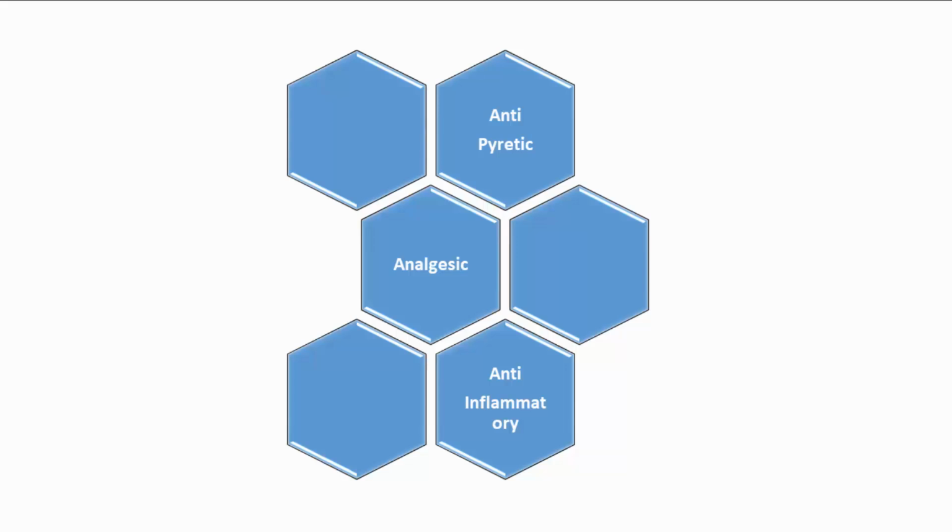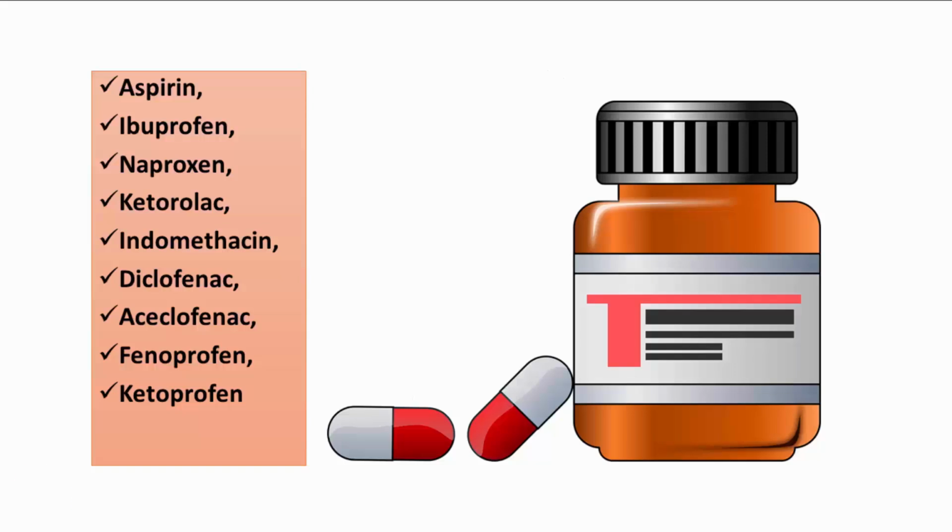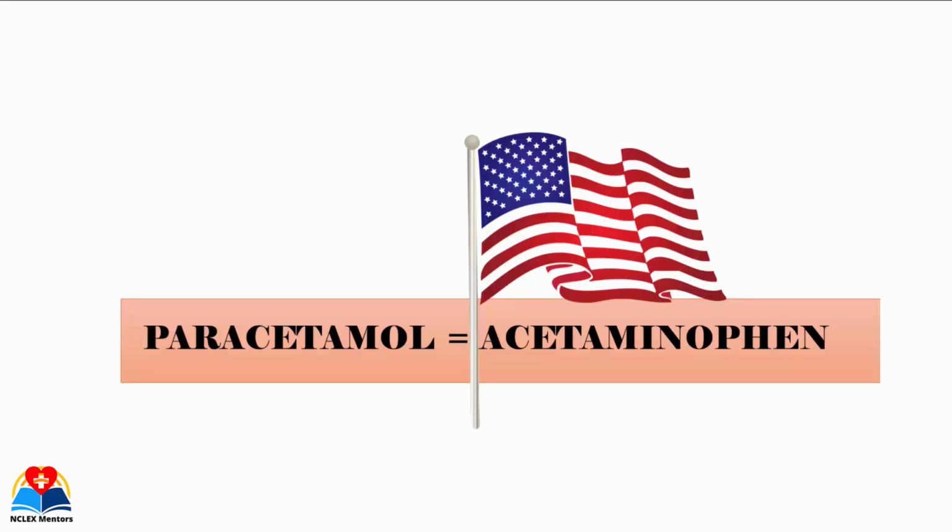So, let's see some common examples of NSAIDs. We have aspirin, ibuprofen, naproxen, ketorolac, indomethacin, diclofenac, aceclofenac, fenoprofen, ketoprofen, etc. Remember, paracetamol is usually called acetaminophen in the US, so please keep in mind that whenever you are asked about acetaminophen, remember, it is an NSAID and paracetamol.